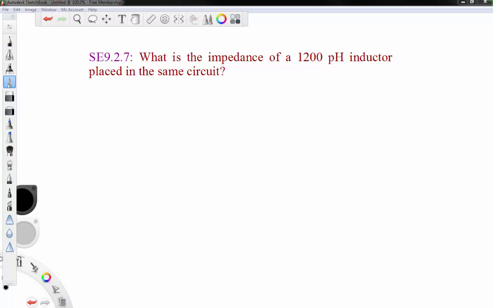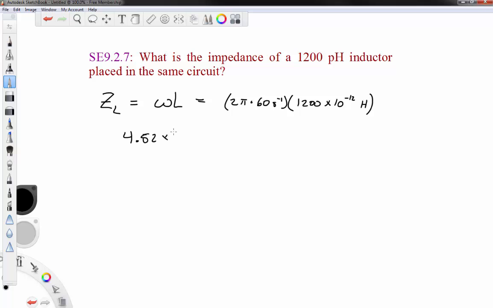Now we want to redo this example, but with an inductor instead of a capacitor. So what is the impedance of the inductor? Well, the impedance Z sub L is sometimes called the inductive reactance, and that is given by omega times L. So we would have 2 pi times 60 inverse seconds times 1200 picohenries. So that would be 1200 times 10 to the minus 12 henries. This gives us a total of about 4.5238 times 10 to the negative 7. And again, the units here should be ohms.